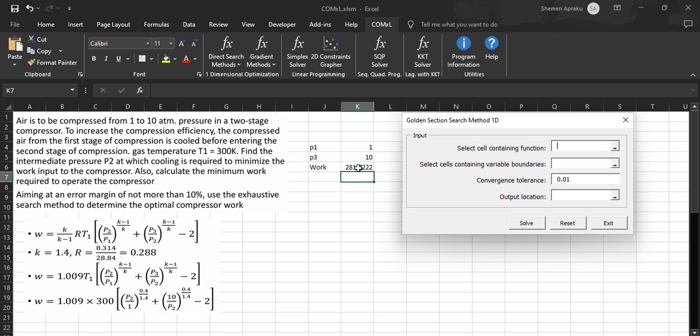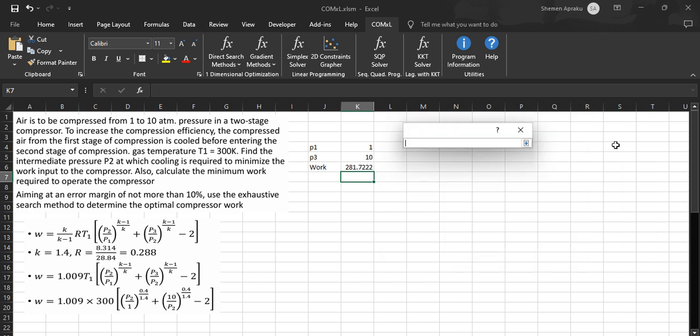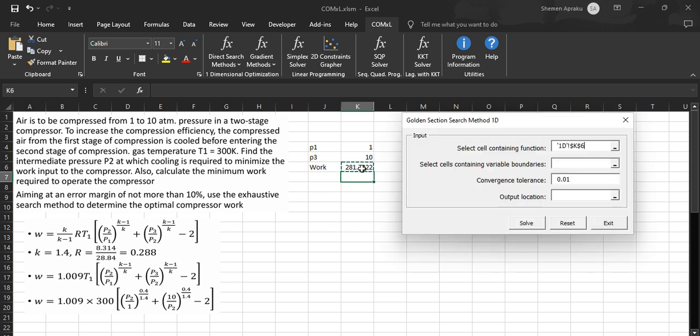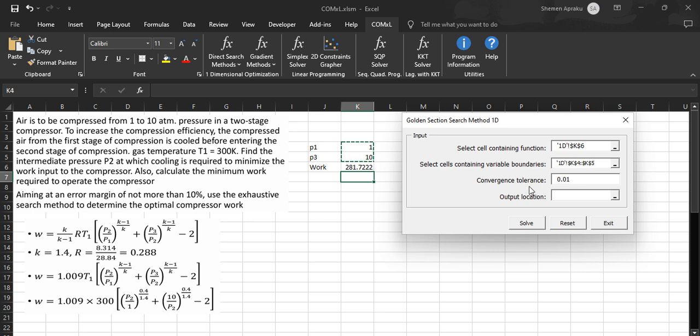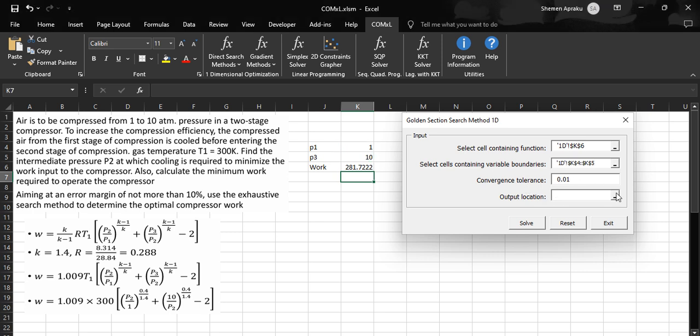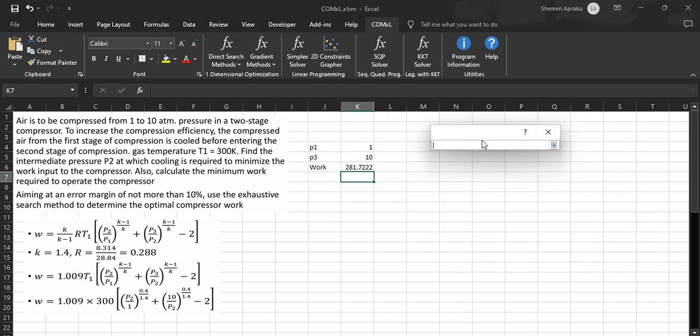In this case, the cell that contains the work function, that is the cell K6, this cell over here with the mouse on it. So we come into the cell, we select the cells, and it asks for the cell that contains the variable boundaries. So in here, the lower bound and the upper bound, that is the continuous cells P1 and P3.